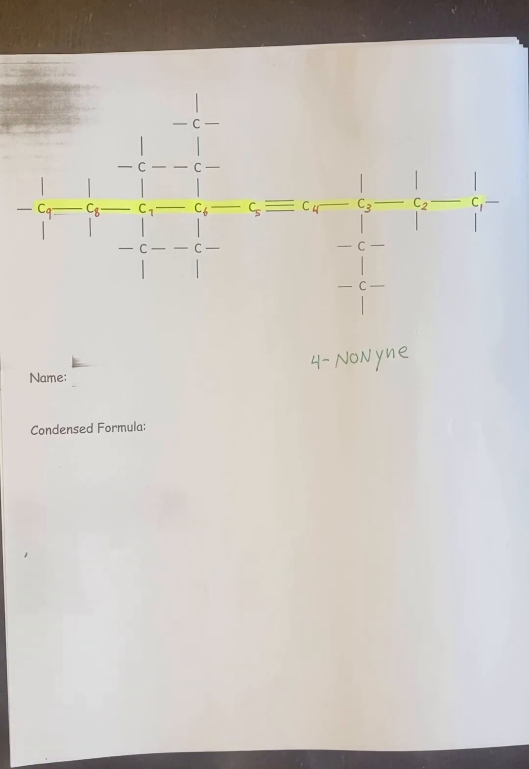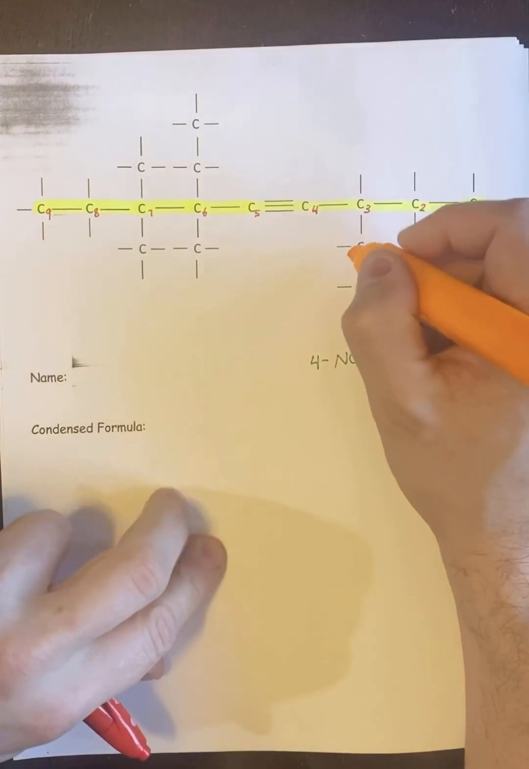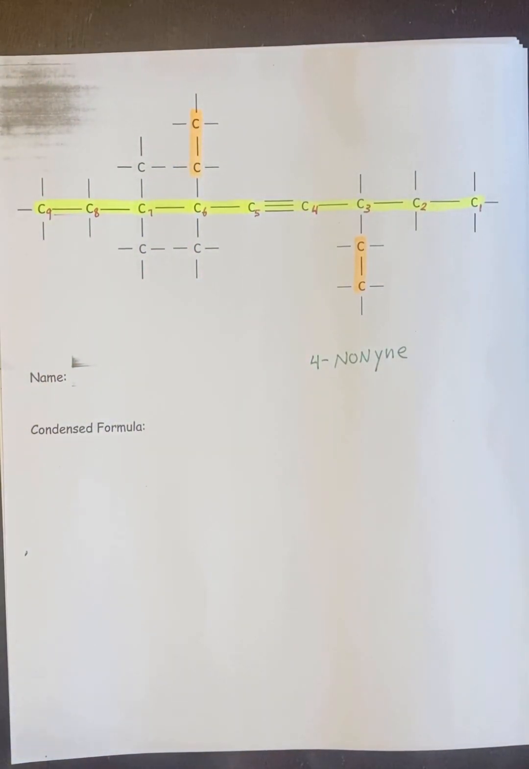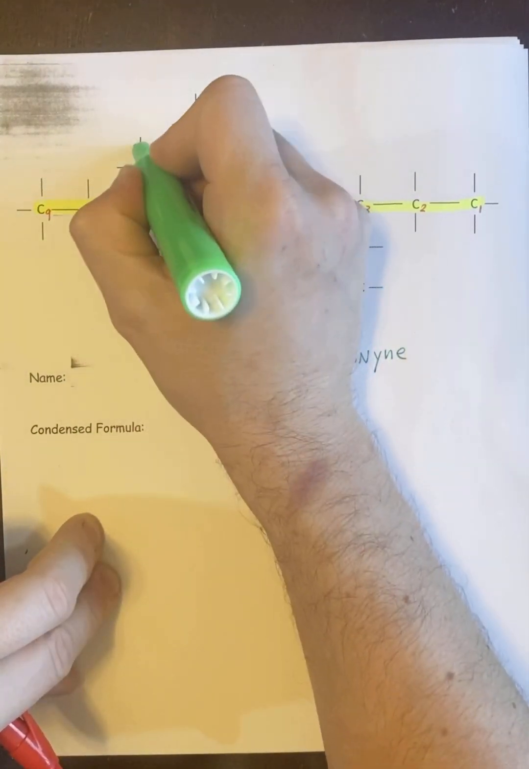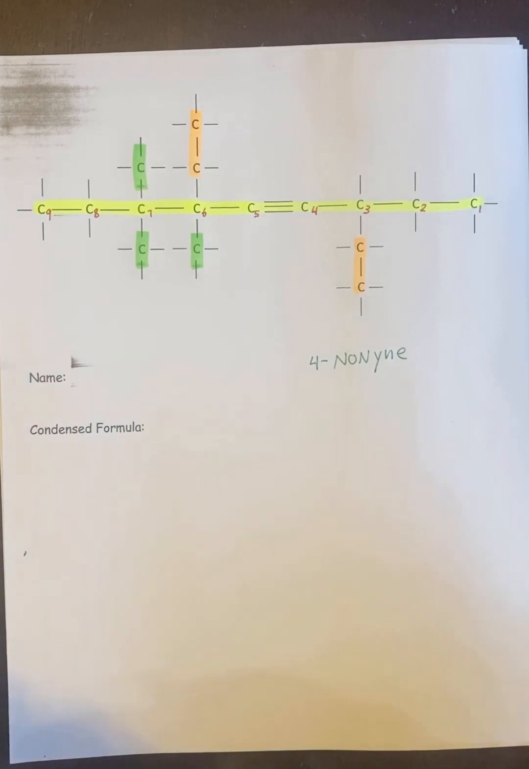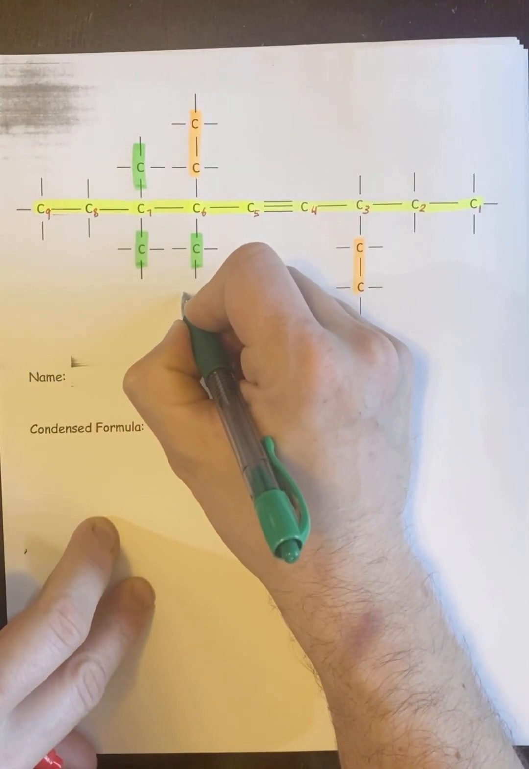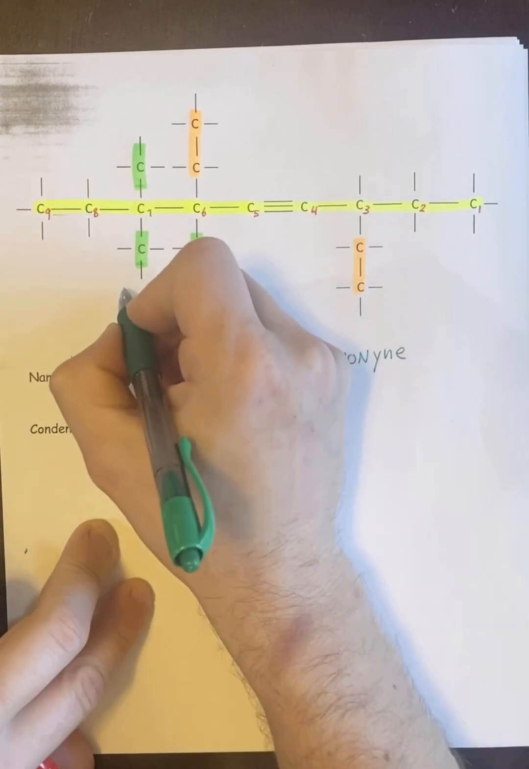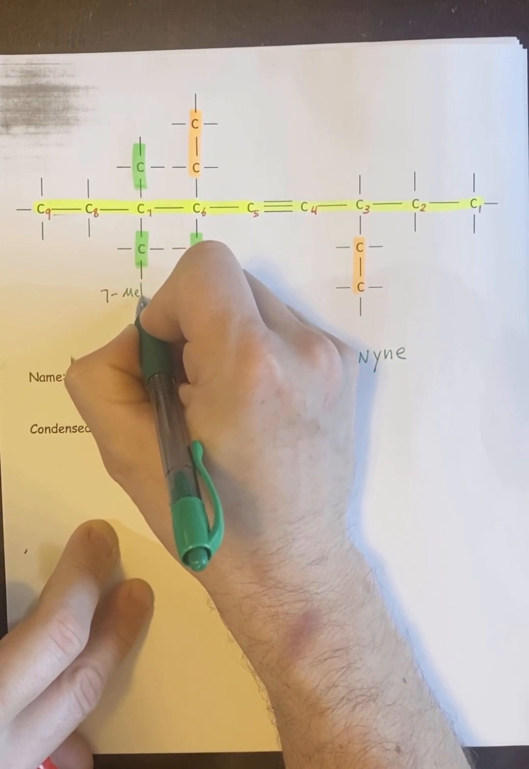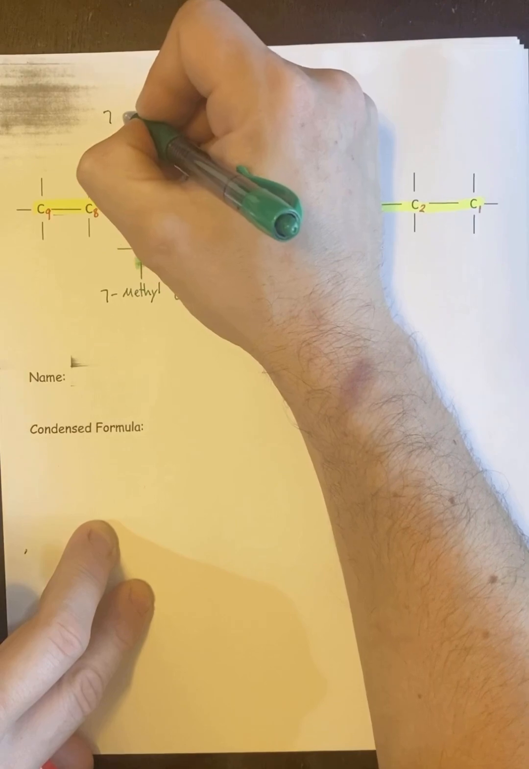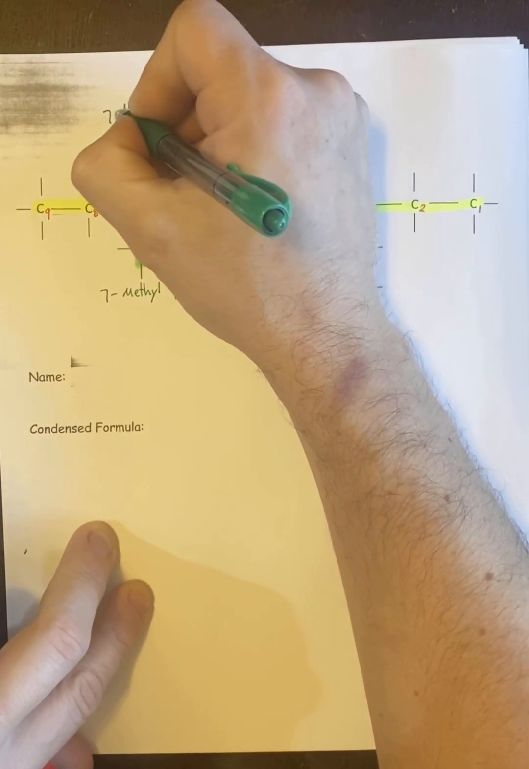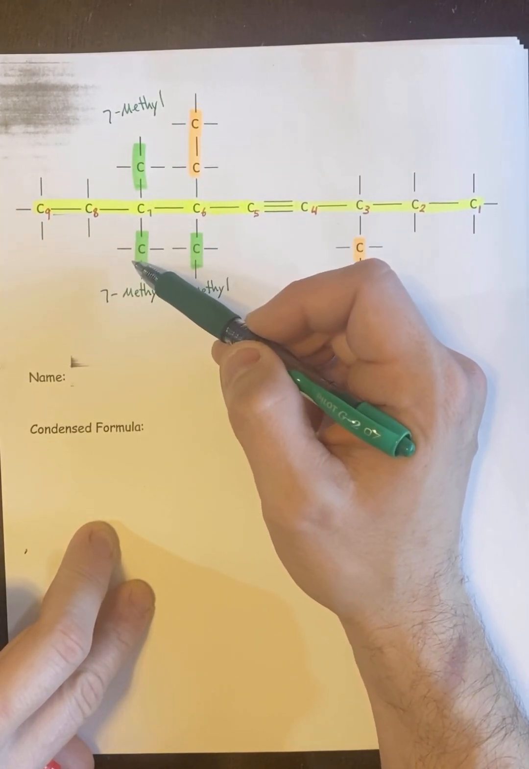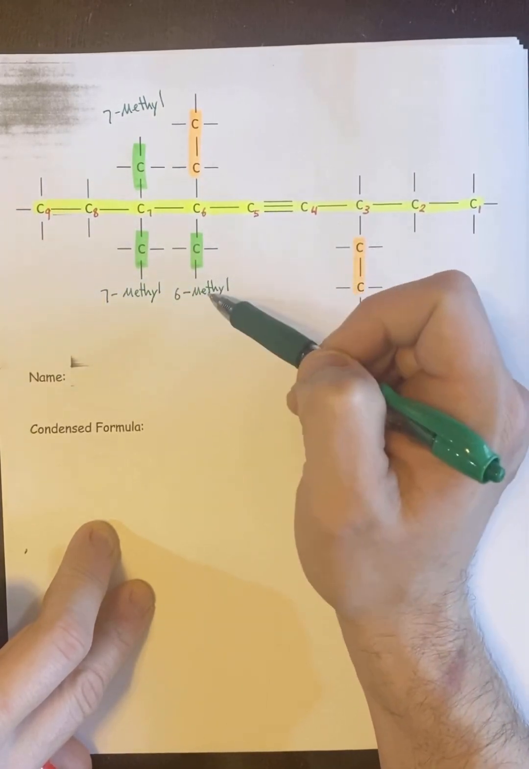All right, now we do our branches. Well, turns out branch of 2, branch of 2. I'm going to use a different color. Branch of 1, branch of 1, branch of 1. So let's combine these branches. So this would be 6 methyl, 7 methyl, 7 methyl. Notice this does not count as a branch of 2 because I have 1 down and 1 up. That's 2 individual branches of 1. So that's why I have 7 methyl written twice. That'll show up in the name.